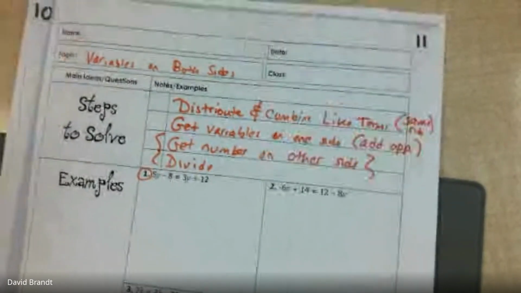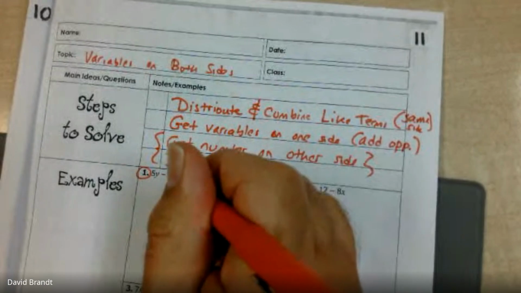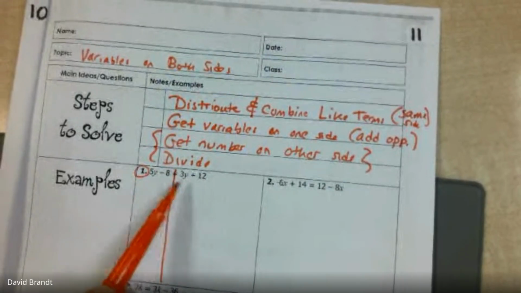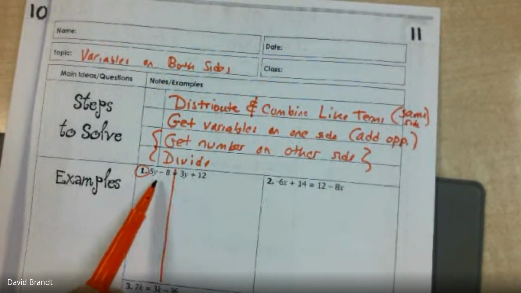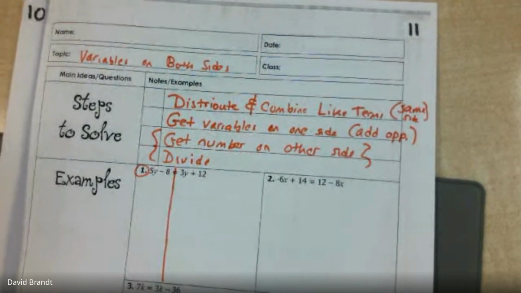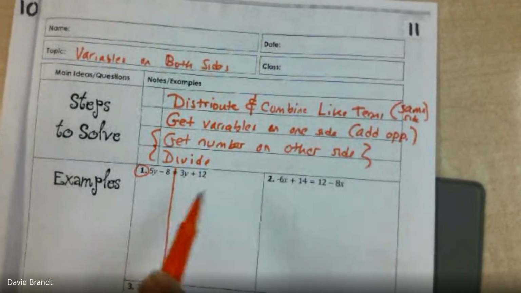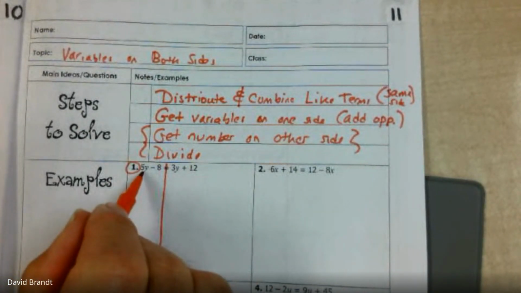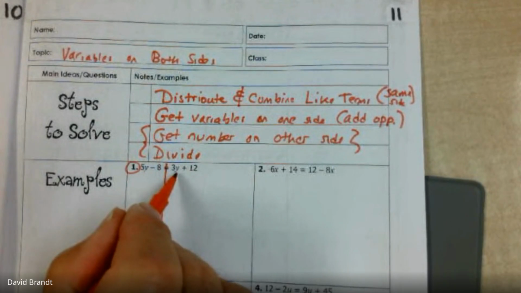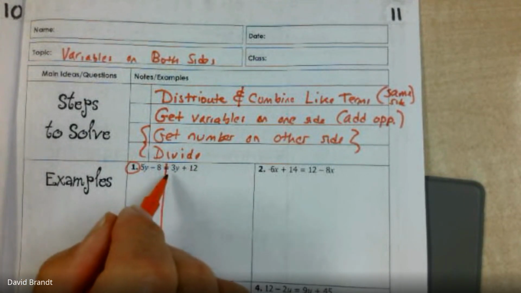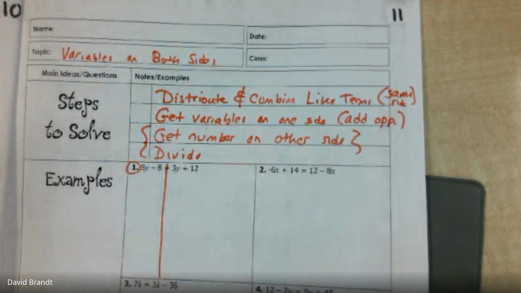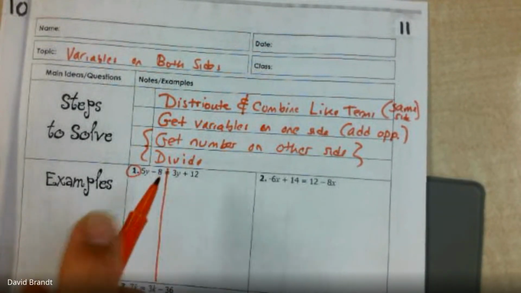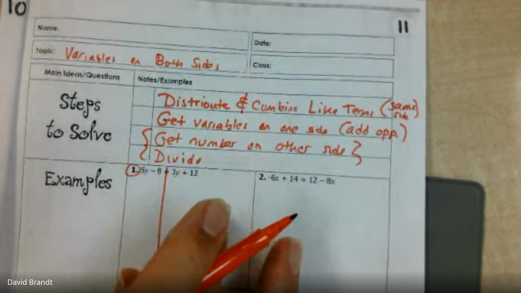All right, number 1, first of all, I like to draw my wall to keep my two sides separated. Now, do we have any distributing to do? No, we don't have any distributing because there's no parentheses. Do we have any like terms? Like terms have to be on the same side. Some people say, well, Mr. Ray, isn't 5y like terms with 3y? Here, no, they're not, because they're not on the same side. We don't have any like terms. Like terms must be on the same side of the wall.